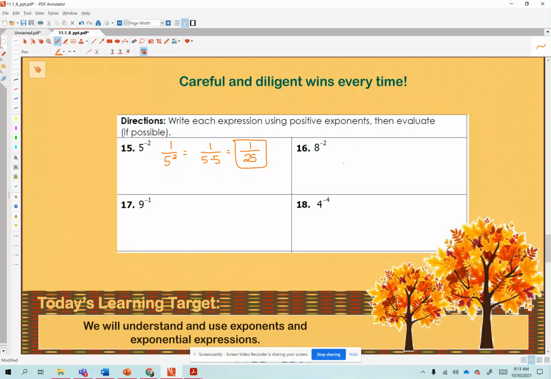So let's look at 8. Now, I'd like you to try some of these on your own before you follow me. So if you want to pause the video and try a few on your own, let's see how you do. I know you may need a calculator for some of them. Okay, so number 16. So that would be 1 over 8 with a positive exponent of 2, which is 1 over 8 times 8, which equals 1 over 64.